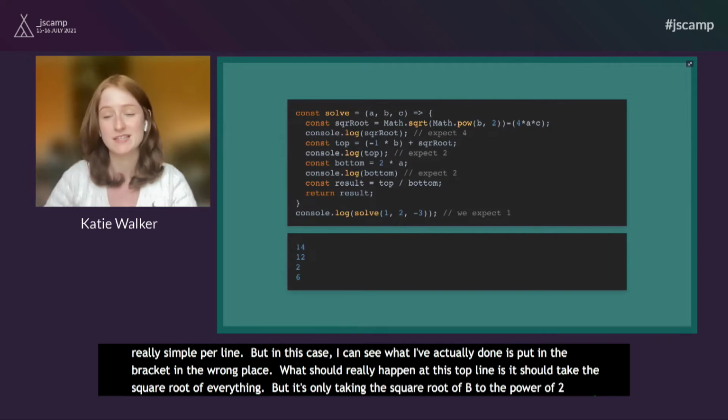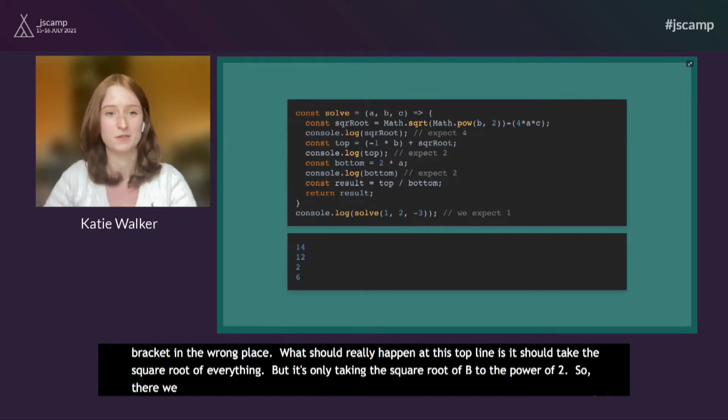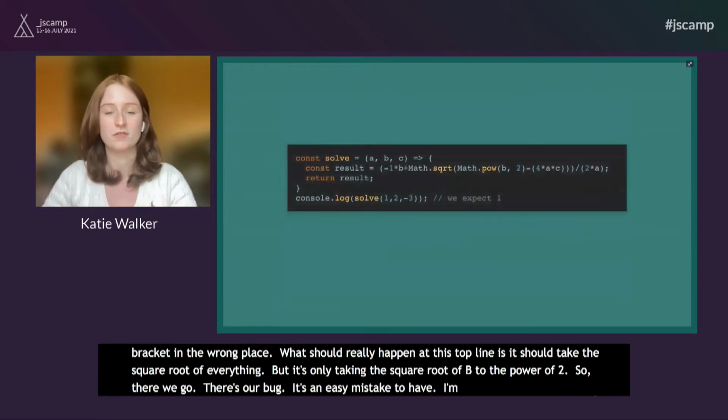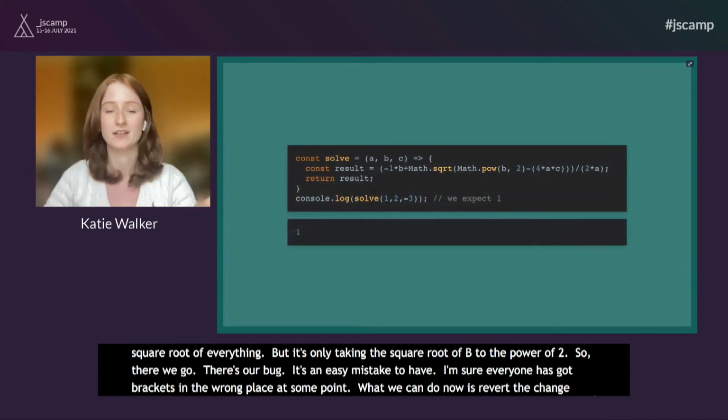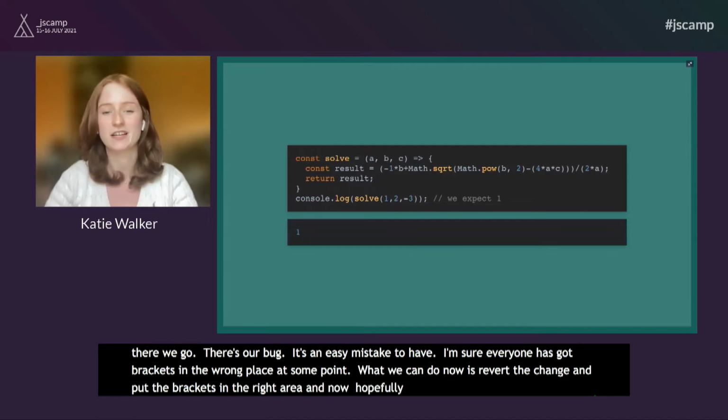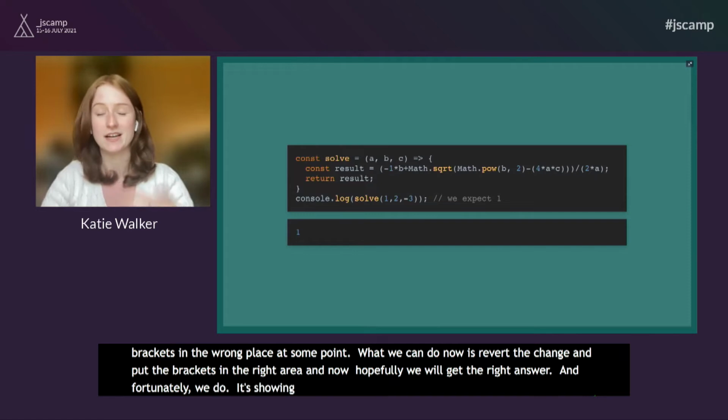It's an easy mistake to have. I'm sure everyone's put brackets in the wrong place at some point. What we can do now is revert all of that change and put in the brackets in the right place, and hopefully now we'll get the right answer. Unfortunately, we do. That's really great. It's showing us how we can use our console log to do some debugging. We did have to add some more lines, but we did get to the right answer in the end, which is great.